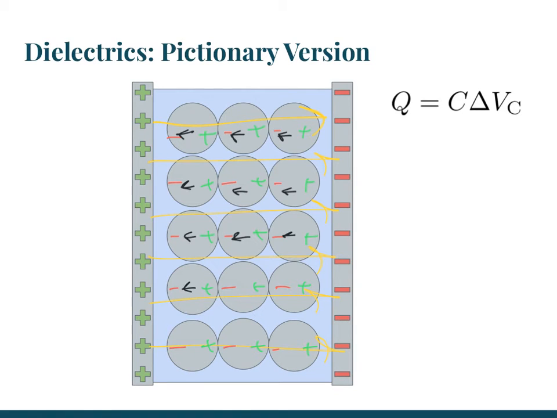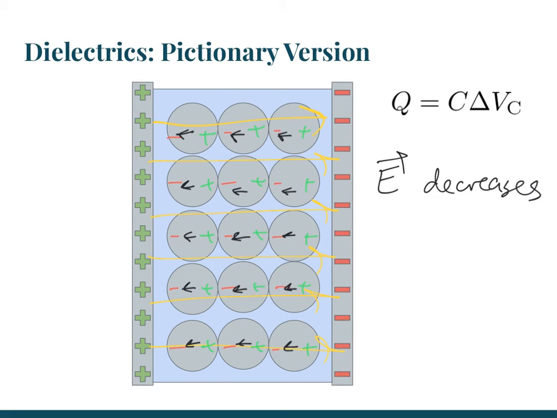I titled this slide Pictionary version because I knew I was going to have to do a lot of drawing. All right, so there's all the little baby electric fields. So what happens is that inside the whole capacitor, the electric field is going to decrease because you're adding all the electric field vectors up. So the electric field is now slightly opposed by all of those little polarized atoms, and the electric field decreases.